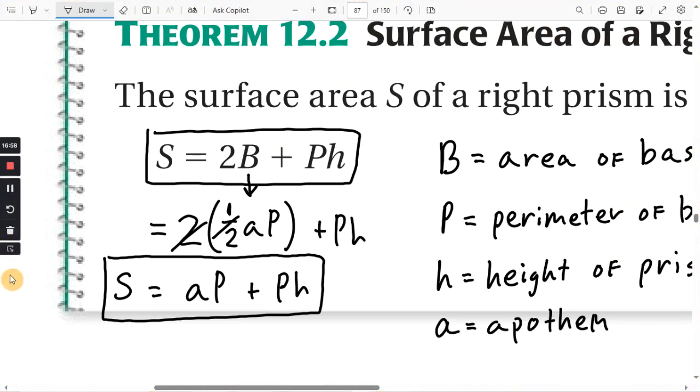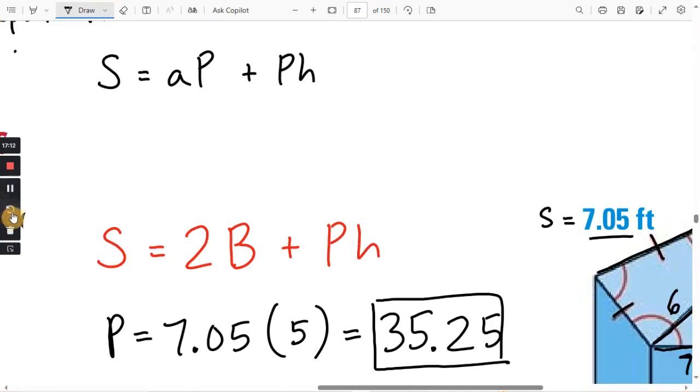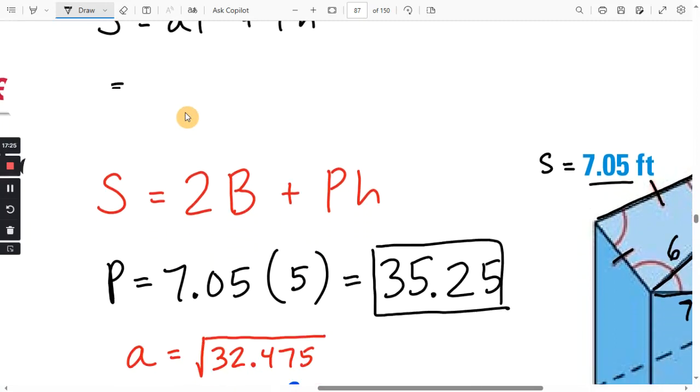Now, remember we said before, instead of 2b plus pH, we can use AP plus pH. So since we found the apothem, instead of 2b plus pH, I'm going to use AP plus pH. All right, so if you plug in 1/2 apothem times perimeter in place of B, and then multiply it by 2, you'll just get AP right there. All right, so we said the apothem, A, radical 32.475.